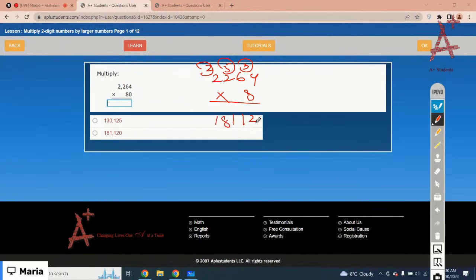But we have a 0 with 80, so add 0 at the rightmost. So the second option is the correct option. Got it? Just select the correct option, then click on the OK button.